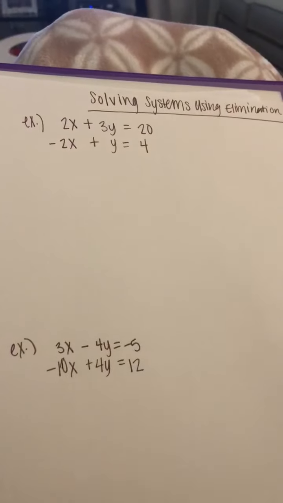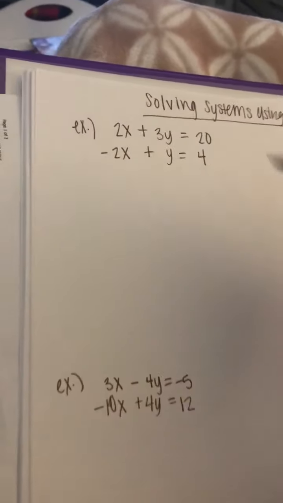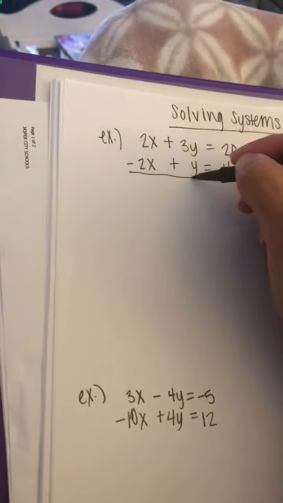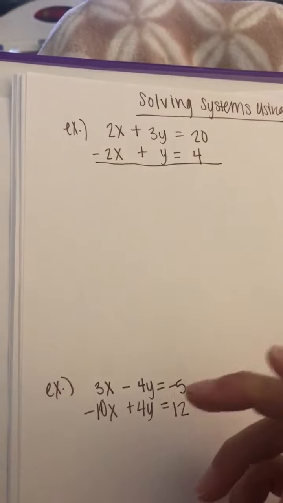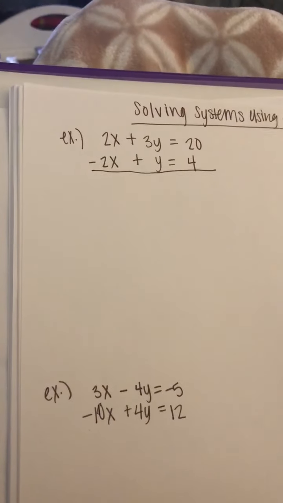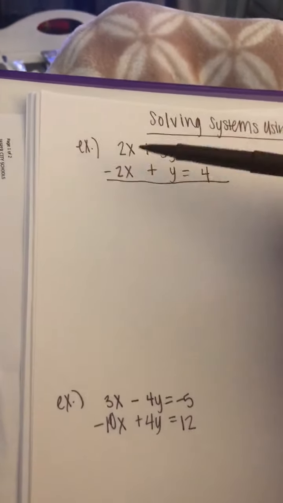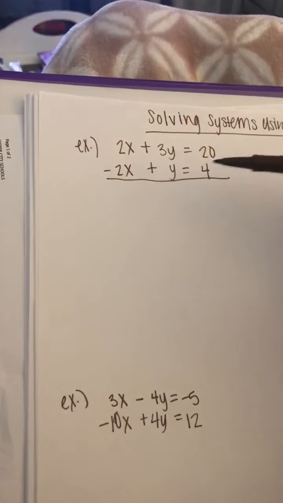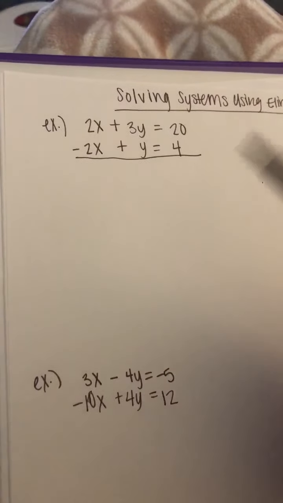Since these are pretty simple problems, we'll get to harder ones later in the week. I'm just going to draw a line because I know that this is going to work. But sometimes we're going to have to do a little bit of work on that, and I'll do a video of that probably tomorrow or Wednesday. But when you stack these, like x is on top of x, y is on top of y, number is on top of number, we want one variable to eliminate.